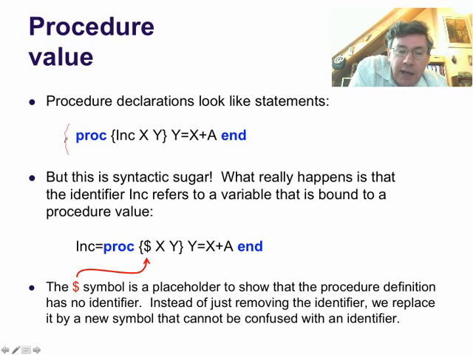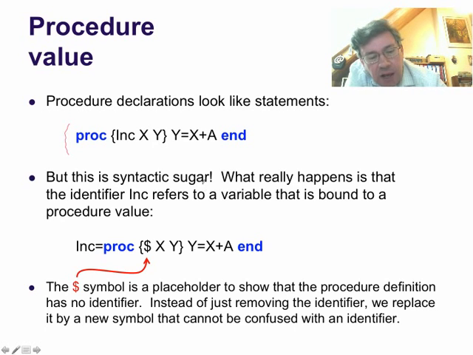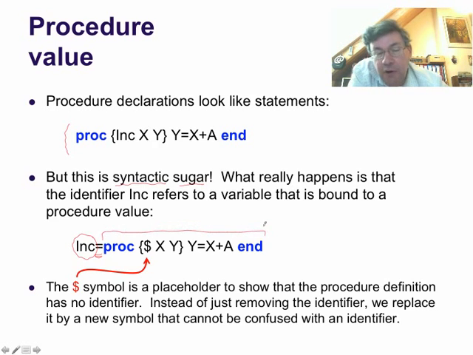Proc inc xy, y is equal to x plus a, end. This looks like a statement, but in fact, it's not. This is actually a syntactic sugar. What really happens is that the identifier inc is bound using the equal to this anonymous procedure.